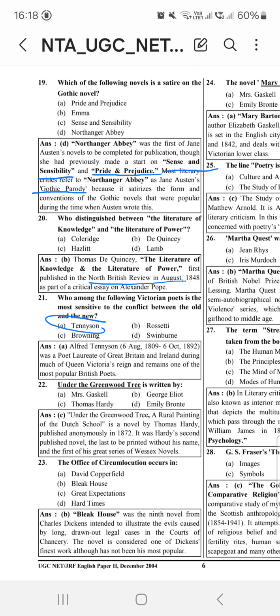Under the Greenwood Tree is written by Thomas Hardy. It was published anonymously in 1872.